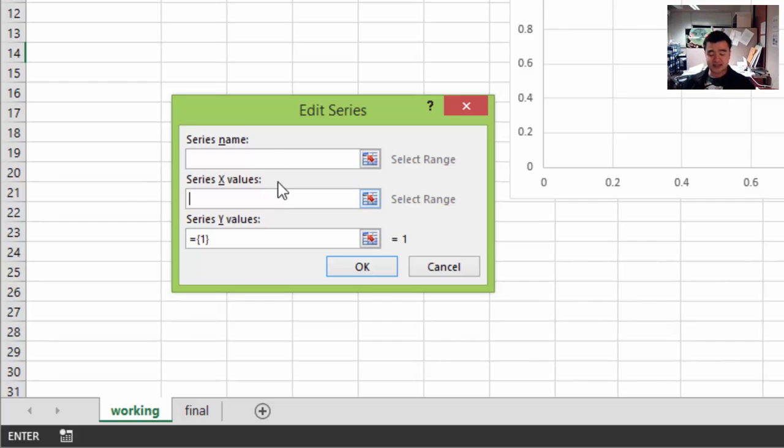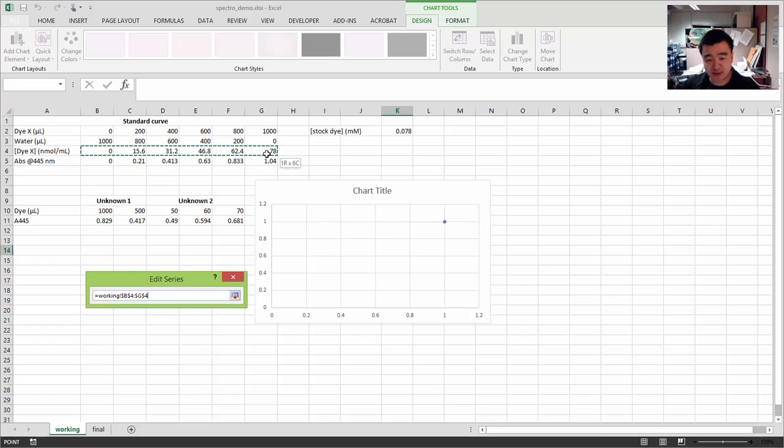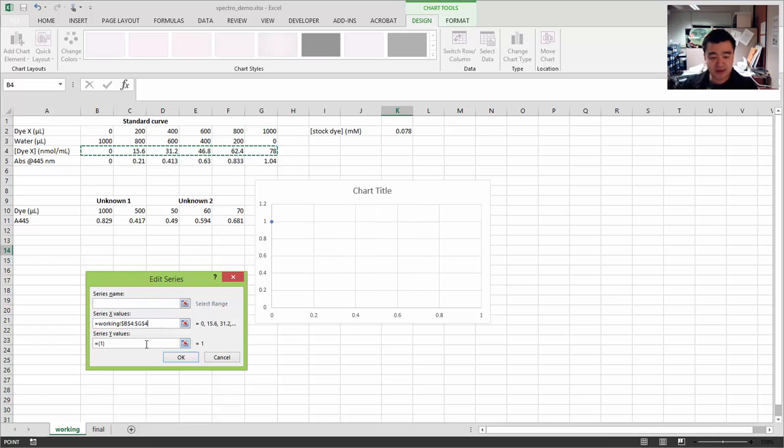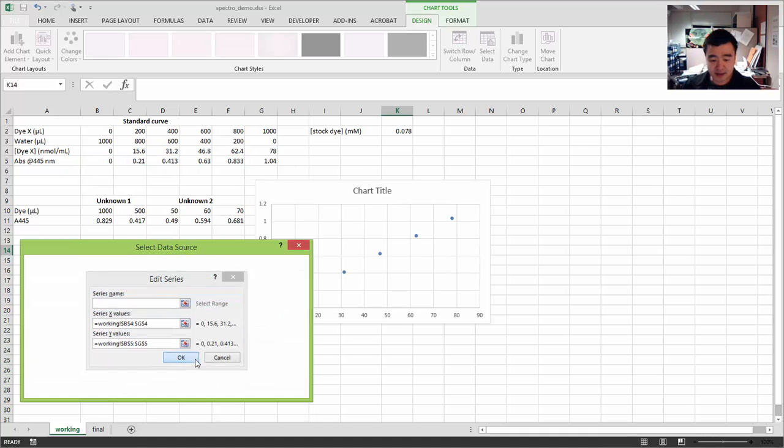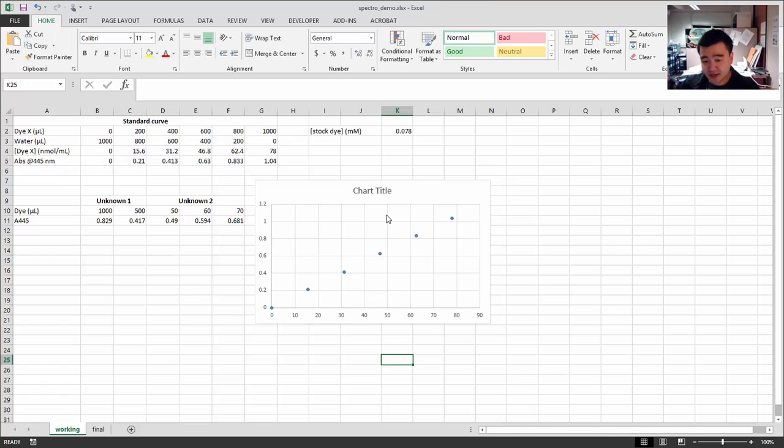And now Excel will ask us for a series of X values, which is your independent variable, which in this case is your concentration of dye. So the X values is equal to these, and again you can click and drag with your mouse and release. And then with the Y values, let's get rid of whatever's there, and the absorbance is our dependent variable, and that's our Y values. So we can click and drag, select these cells over there, and then click OK and OK again.